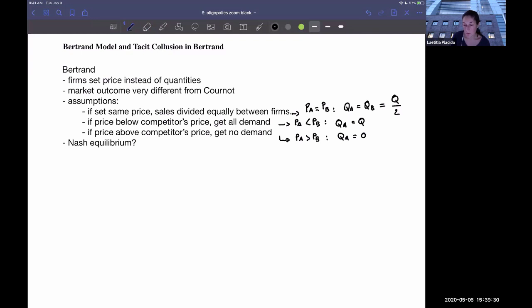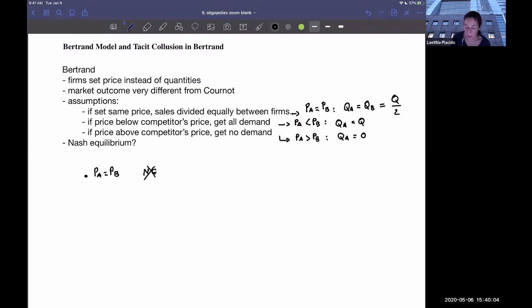So you don't need to solve anything here to find the Nash equilibrium. You just need to think a little bit about what would be the best response for, say, firm A to any of the price set by firm B. Okay, so take the situation where firm A sets the same price as firm B. Can this be a Nash equilibrium? Well, no. So PA equals PB. This is not a Nash equilibrium.